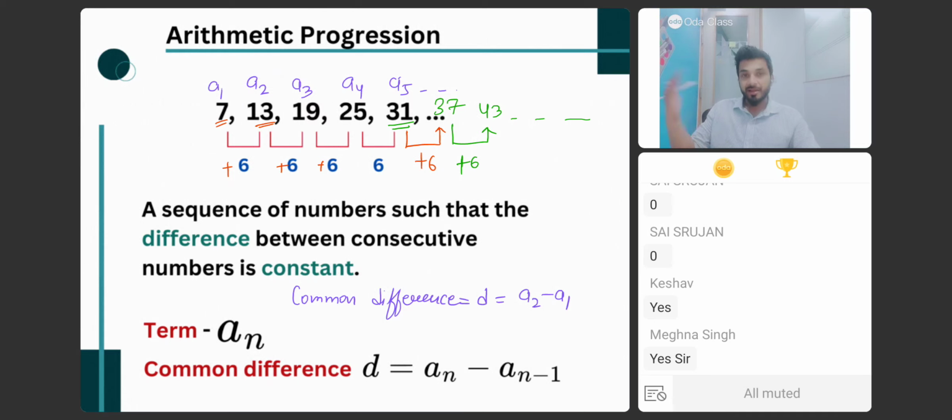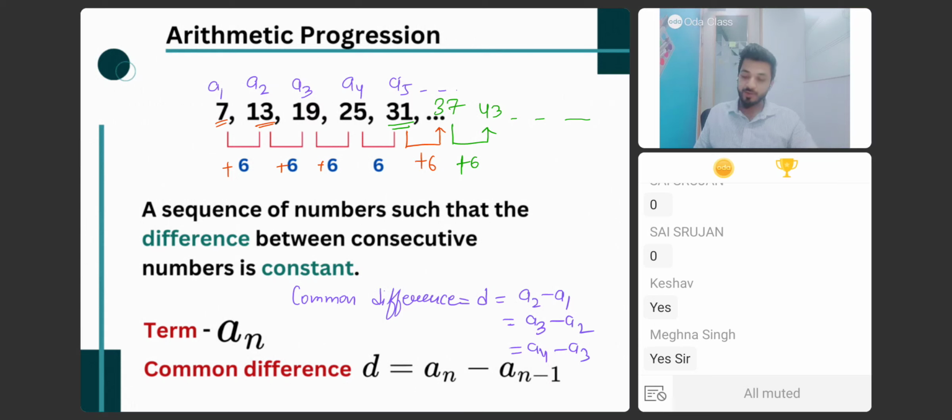हम हमेशा एक आगे वाली टर्म को पीछे वाली टर्म से ऐसे सब्ट्रैक्ट करते हैं: A2 - A1. ओके, A1 - A2 कभी नहीं करेंगे. We always do A2 - A1. I can also write A3 - A2. That is also correct. Okay, A4 - A3 also I can write. So we always write आगे वाला टर्म माइनस पीछे वाला टर्म. Okay, this term minus this term. So that's how we always write this.